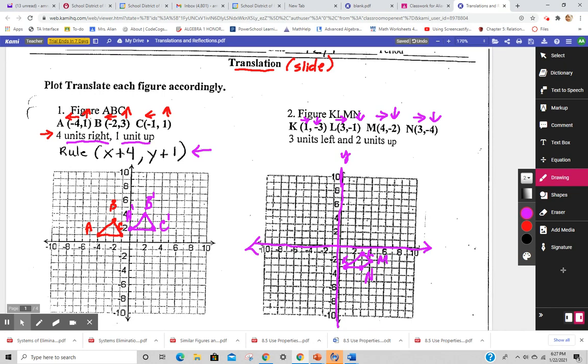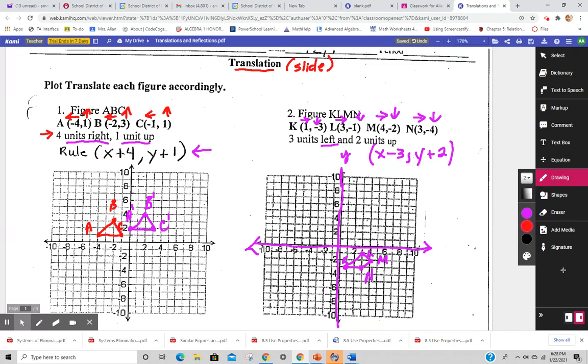Now we want to move this figure 3 units left and 2 units up. The way we would say that algebraically is x minus 3, because the x-axis goes right and left. Since we're going left on the x-axis, that would be a minus. And 2 units up, the y-axis goes up and down, so we have to add 2 to go up on the y-axis.